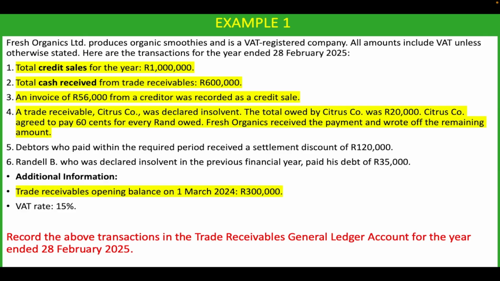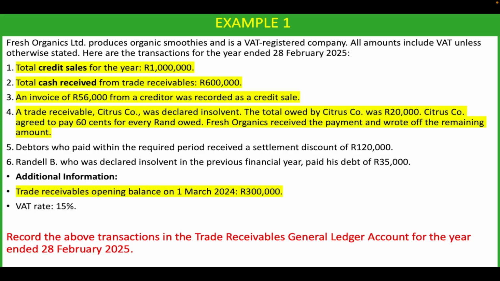Let's do number 5. Debtors who paid within the required period received a settlement discount of 120,000 rand. Whenever we issue a discount to our trade receivables or to our debtors, we record it on the credit side of the T account. Why? Because they no longer owe us that amount. We've issued them with a discount, meaning that they don't have to pay us that amount any longer. So we're going to put discount allowed 120,000 rand on the credit side.